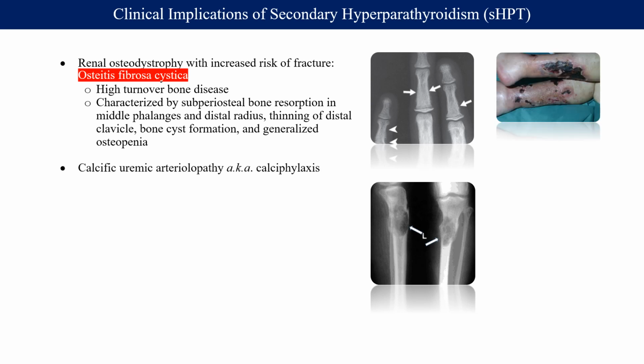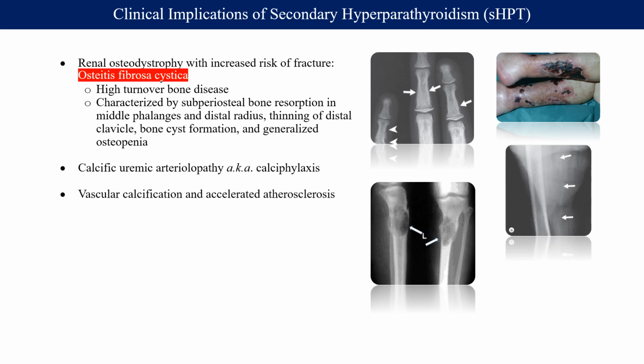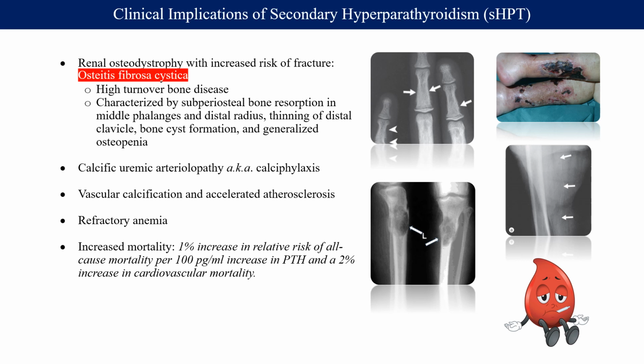Calcific uremic arteriolopathy is a condition characterized by systemic medial calcification of arterioles and painful ischemic necrosis of skin and subcutaneous tissues. This condition is associated with mortality up to 45 to 80% within 1 year. Vascular calcifications and accelerated atherosclerosis, refractory anemia, thought to be due to bone marrow fibrosis with ineffective erythropoiesis. With all of these complications, secondary hyperparathyroidism is associated with increased mortality.